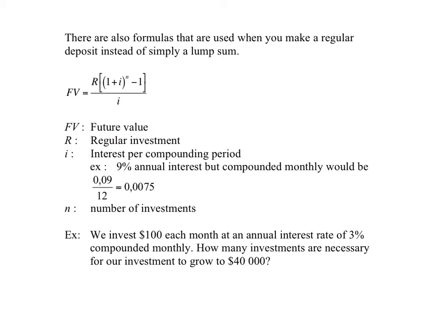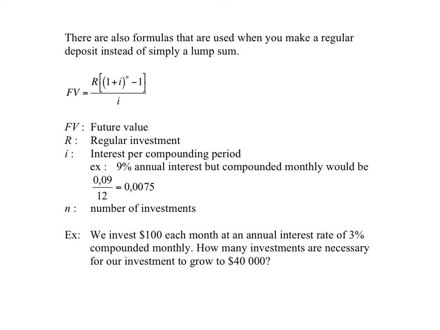So FV is the future value. Okay, so that'd be your final value, future value. R is the regular investment. So again, just stating different variables. You need to be able to deal with different equations at different times. I is the interest per compounding period. So a little different here.